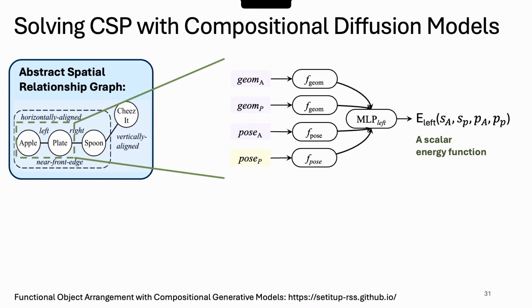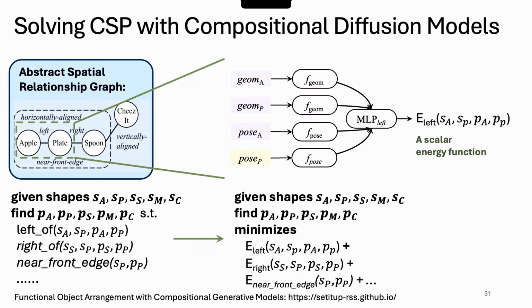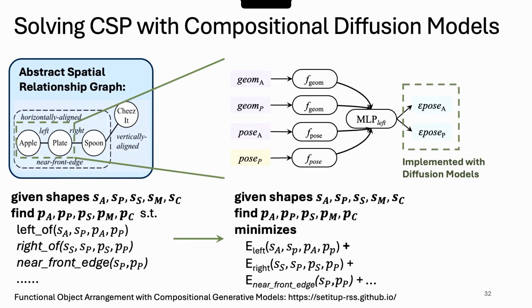Okay. And then if you look at the original optimization problem, you can write it down as a minimization problem. That is, given the shape of objects, you want to find the pose of objects which minimizes the summation of all the energy functions over all the constraints that you have. And in practice, this diffusion model is not exactly predicting the energy value, which is a single scalar, but it is predicting the gradients over the inputs, so that if I move this object slightly to the left, then it will better satisfy A is left of B. So in practice, those are predicting some gradients over the inputs.